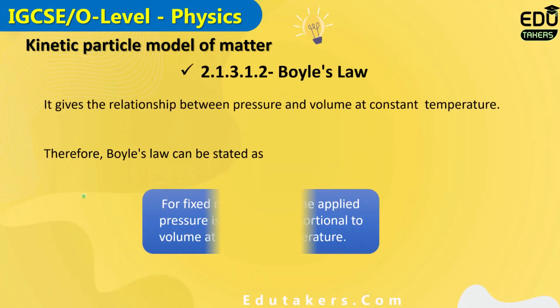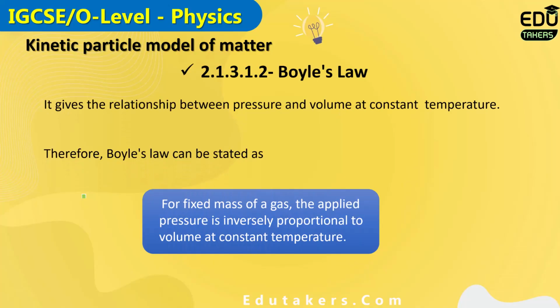Next is Boyle's law. This law is basically used to describe the relationship between the pressure and volume at constant temperature. When the temperature of the gas does not change, what would be the relationship between the pressure and volume? It is given by Boyle's law. According to Boyle's law, we can simply say for a given mass of gas, the applied pressure is inversely proportional to the volume by keeping the temperature constant.